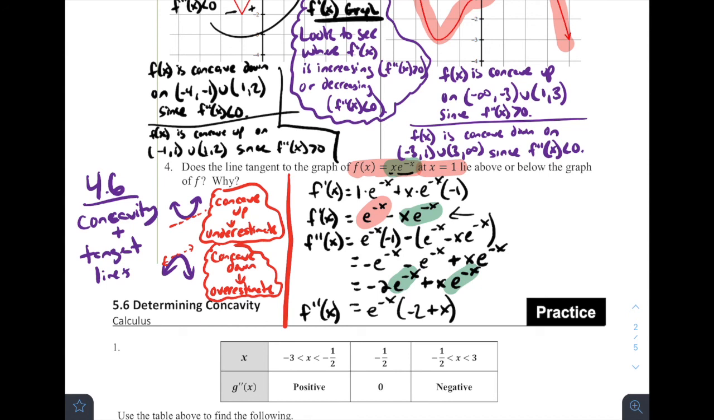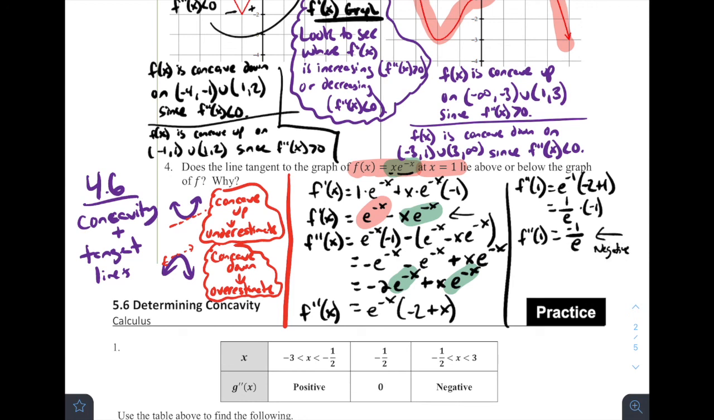Okay, where is this going to have a possible point of inflection? Actually, no. They're talking about specifically x equals 1. Sorry about that. Since they're talking about x equals 1, I'm curious what happens to this at 1. So f double prime of 1 is e to the negative 1 times negative 2 plus 1. So that is 1 over e times negative 1, or negative 1 over e. Now, I actually don't care about the value itself. All I care about is the fact that this is negative.